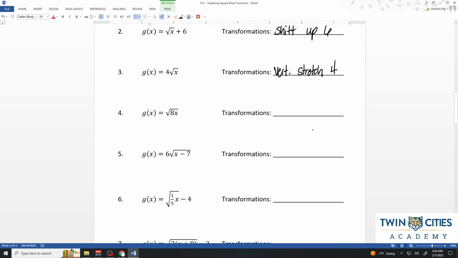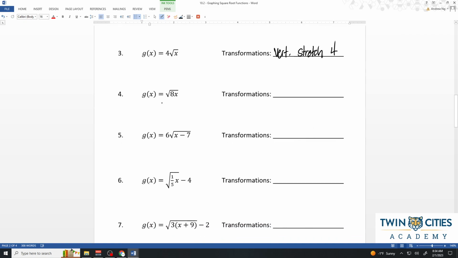However, number 4, let's compare. This is now on the inside. I've got 8 times x on the inside of the square root. This is going to give me a horizontal compression, not a stretch, of 1/8.